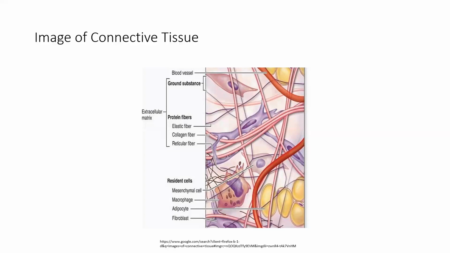Loose connective tissue is made up of 3 kinds of tissues. It's made up of adipose tissue, areolar tissue, and reticular tissue.